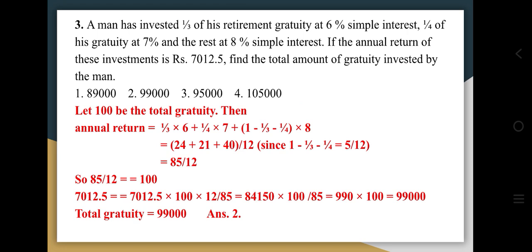So if we multiply 7012.5 with 12, we get 84,150. So 84,150 into 100 by 85, which is 990 into 100, that is 99,000. So the total gratuity amount is 99,000, which is given as choice 2.